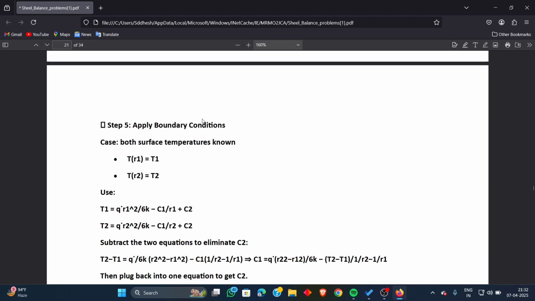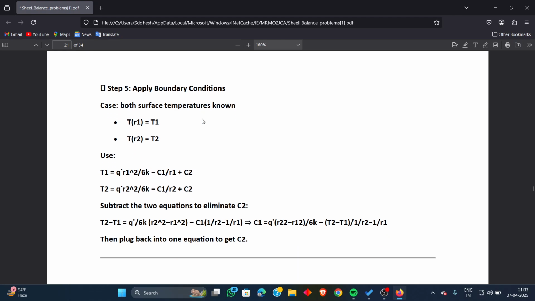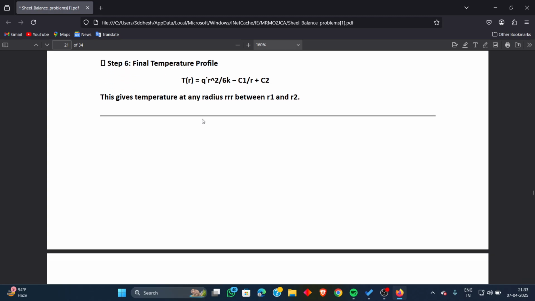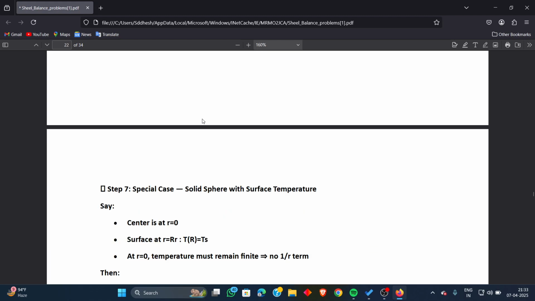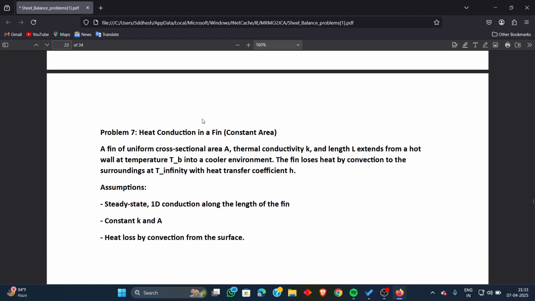Step five was applying the boundary conditions. After applying the boundary conditions, we get C2 here. After getting C2, step six is the final temperature profile, T(r) = Q̇ r² / 6K - C1/r + C2, and this is for the radius r between R1 and R2. Step seven is the special case for a solid sphere and surface temperature. It was a great question. Let's move to the seventh one.